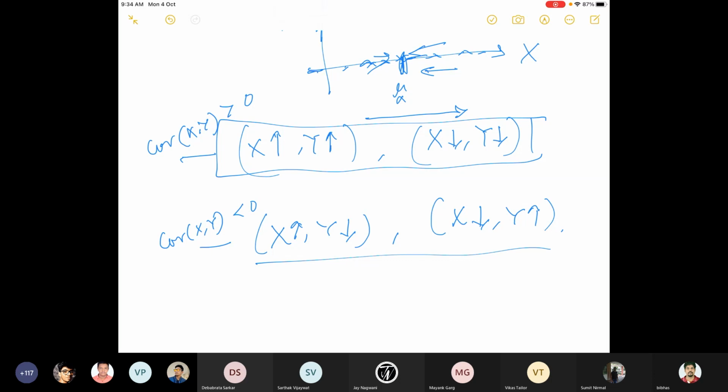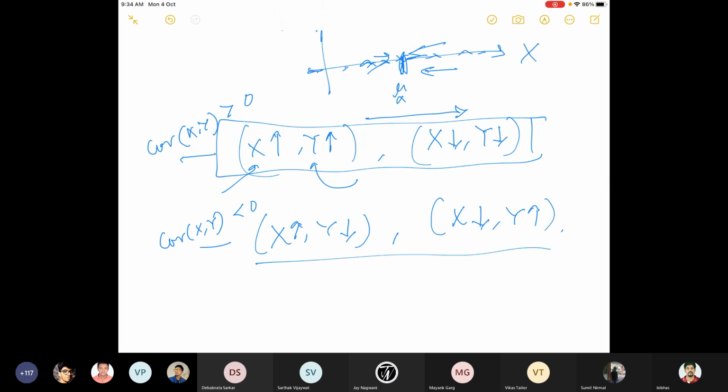Now the question is, what happens if it is zero? When the covariance of x and y is zero, can anybody tell me? When it is positive or negative, this shows some kind of dependence. When x and y are independent, the covariance will be equal to zero. But we'll also see the converse need not be true. Covariance zero does not mean that they are independent. But if they are independent, then it is zero. So this is a little bit complicated.